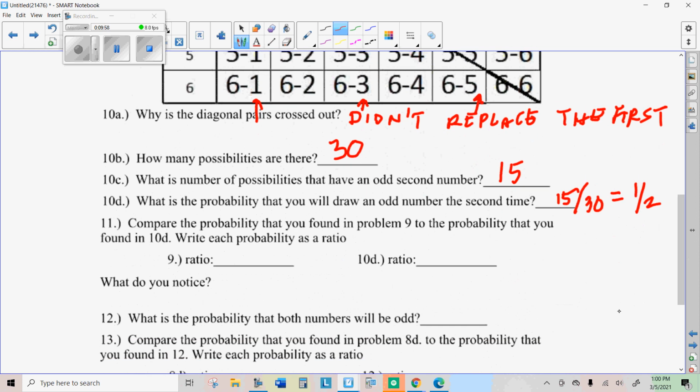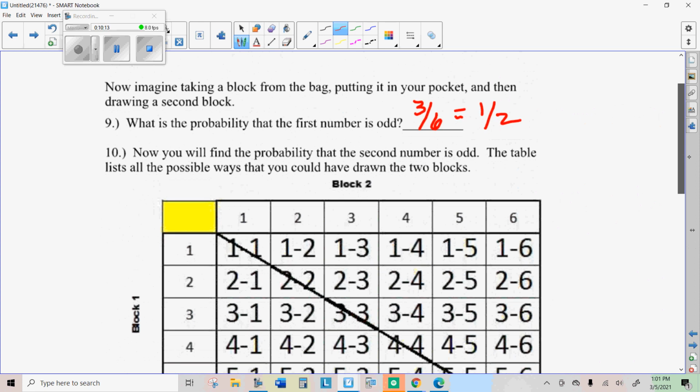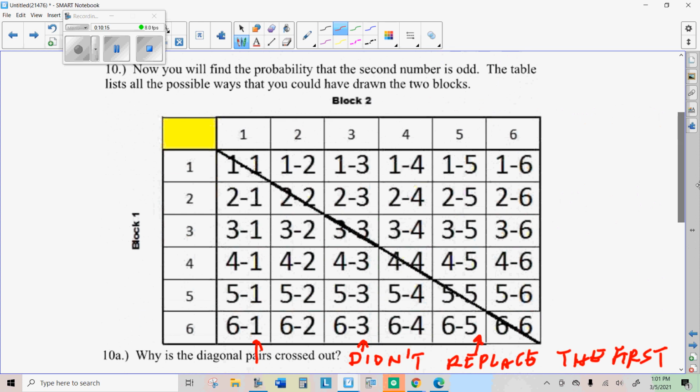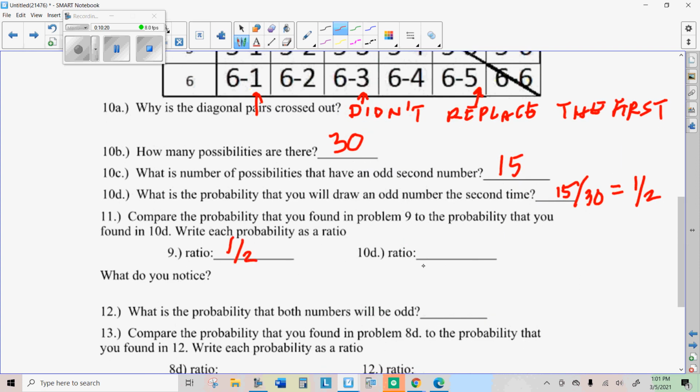Compare the probability you found in problem 9 to that you found in 10D. Okay, so in 10D on the last one, or on problem number 9, the probability we got that the first number was odd was 1/2. And the probability the second one was odd is also 1/2. So they're the same.